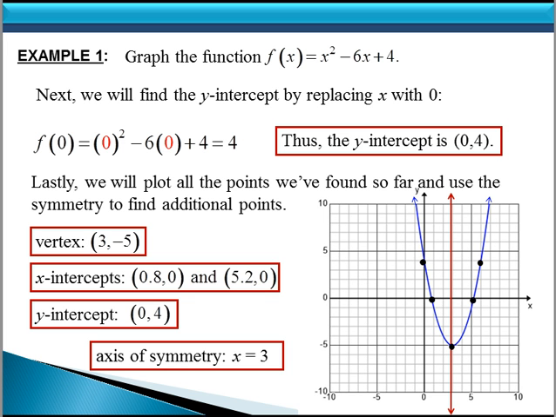So we'll fill that in with a nice smooth curve. We put arrowheads on the ends to indicate that these will go on forever in both directions, and that is our parabola. And remember, we predicted that it would be opening upward because our a value was positive, and sure enough, it's opening upward.